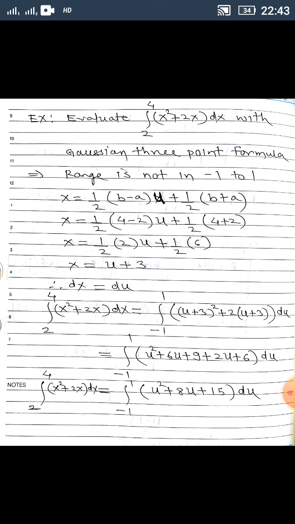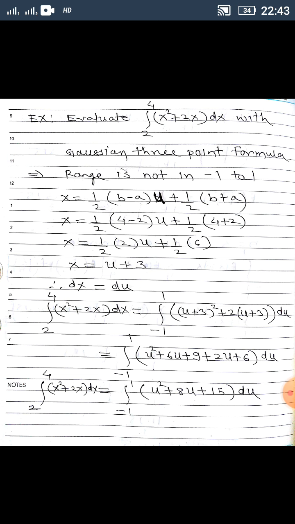Now simplify the integrand. (u plus 3) square, a perfect square. (a plus b) square is a square plus 2ab plus b square. So u square plus 3 into 2 into u, that is 6u, plus 3 square is 9. 2 into u is 2u, 2 into 3 is 6. Bracket complete, du. u square plus 8u plus 15 du.